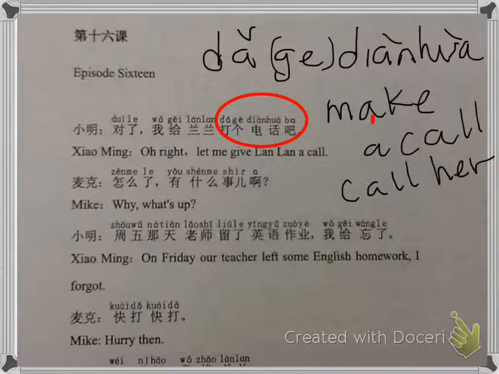So there's two things going on, there's 给 and there's 打, two verbs. So it comes out in English maybe, I give Lan Lan make a call. So don't get too caught up on that. Just remember, 我给 someone 打个电话。I give someone a phone call, sort of like that. 我给兰兰打个电话。Repeat that, please. 我给兰兰打个电话吧。打个电话。Make a call.